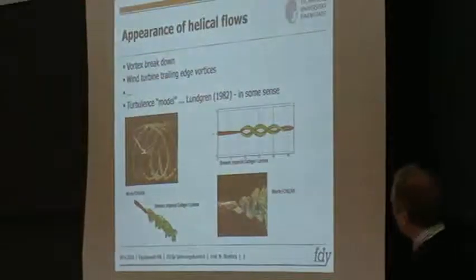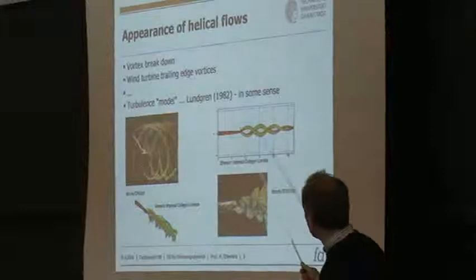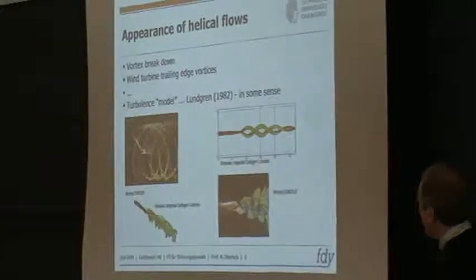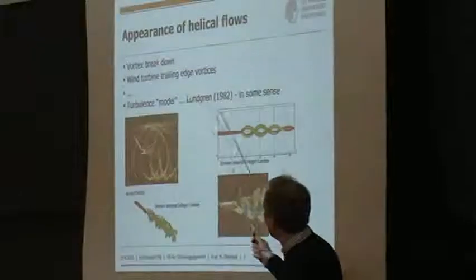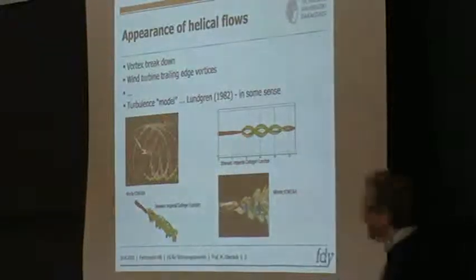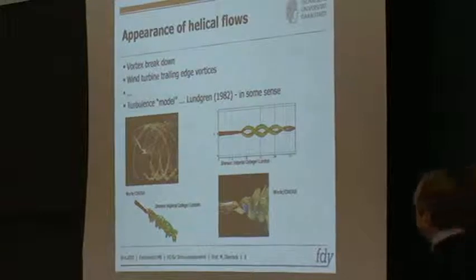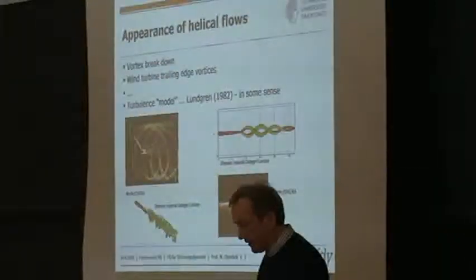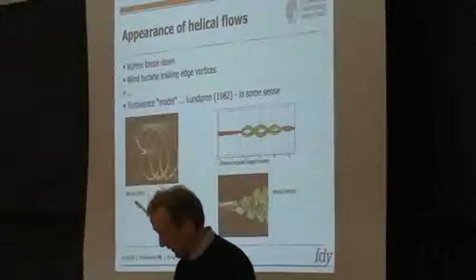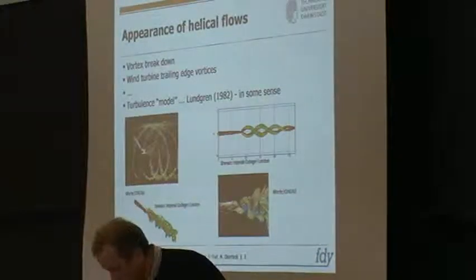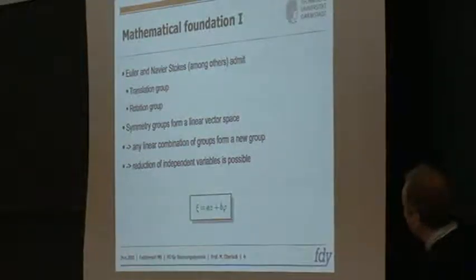Well, that is just a bunch of pictures here that are taken from various websites. So, we do know that helical structures appear very often. Also, there is this extremely famous paper here of Lundgren in 1982, where he actually used helical types of structures to cook up somehow the Kolmogorov spectrum, if I remember that correctly. So let's go to the mathematical formulation.